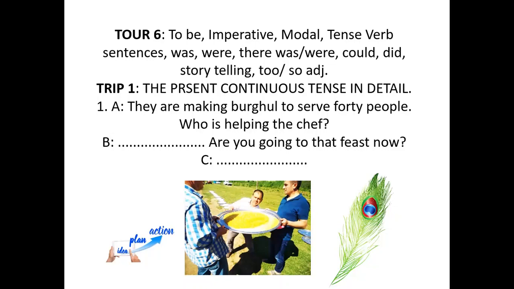Can you see three young men in the photograph? They are doing something. What are they doing? Dialogue 1A. They are making bulgur to serve 40 people. Who is helping the chef? Murat and Ahmet are helping the chef. Are you going to that feast now? Yes, I am also going to that feast now, according to that situation.